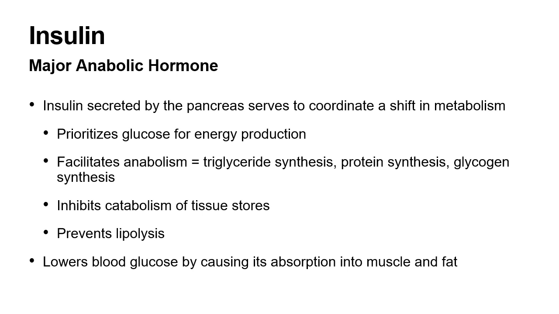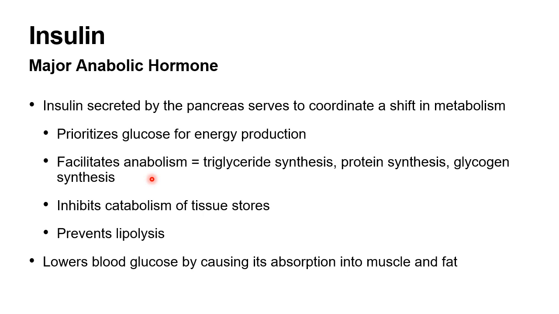Insulin is the major anabolic hormone. Insulin is secreted by the pancreas to coordinate a shift in metabolism. It causes the cells to prioritize glucose as a source of energy, and it facilitates anabolic reactions. Anabolic reactions are reactions that utilize smaller molecules and combine them to form bigger molecules. So that is an anabolic reaction.